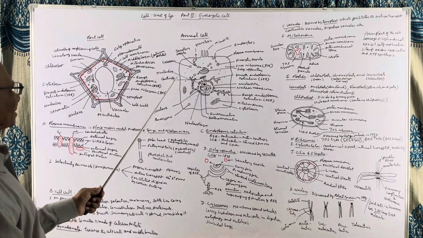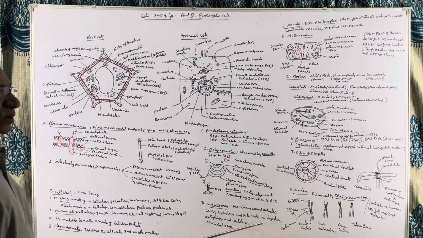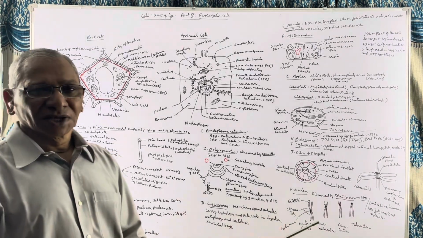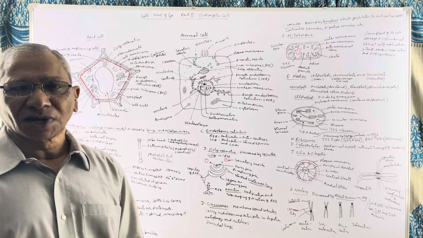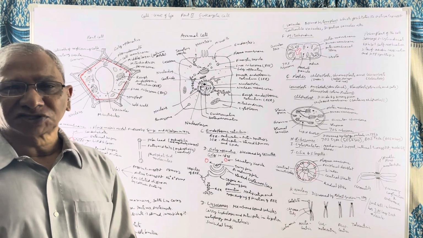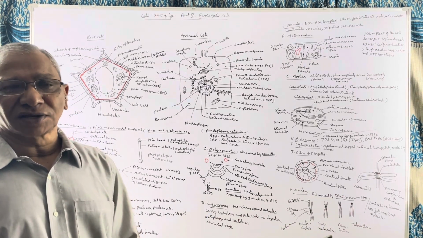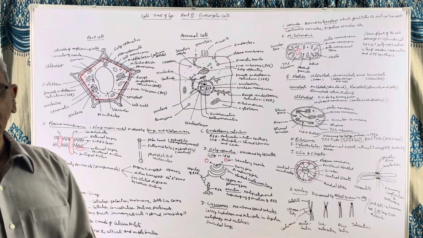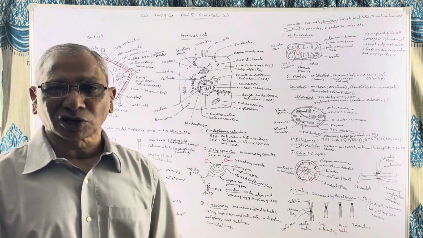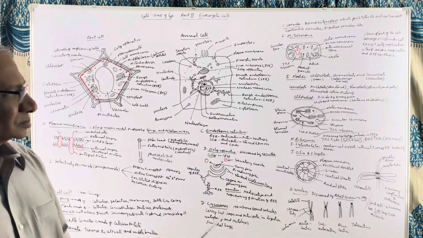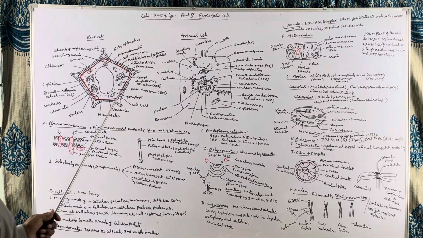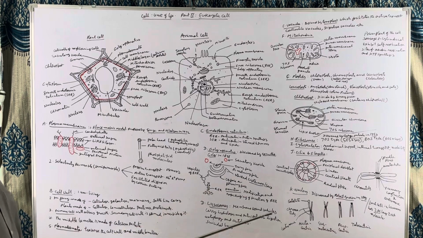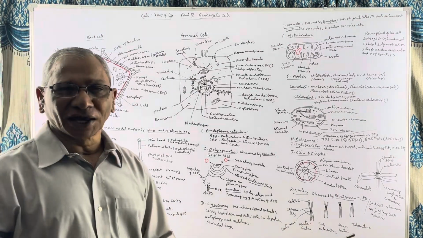Then on the animal cell, we also come across microvilli in some cases. In the case of small intestine, and also in the case of proximal convoluted tubule of nephron, we come across microvilli. Microvilli increase the surface area of absorption. Now, let us take up various organelles present in the eukaryotic cell.